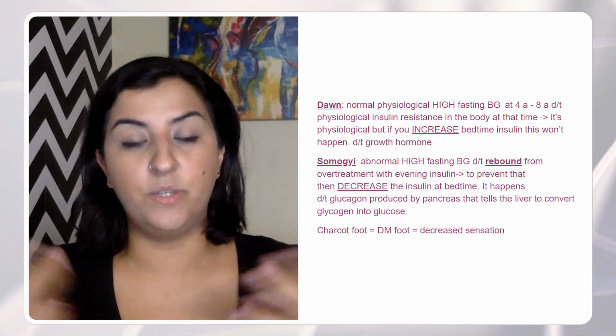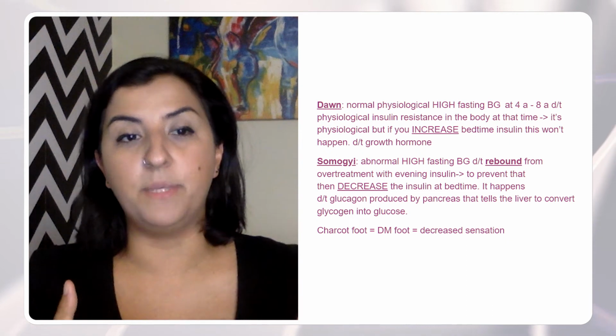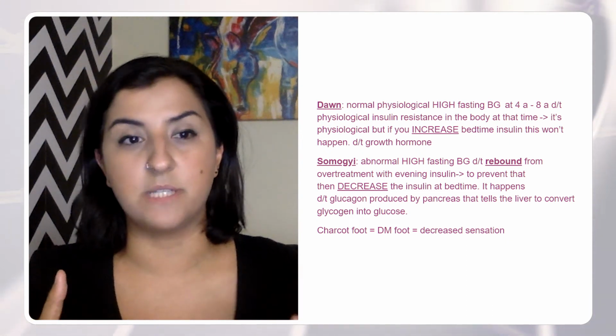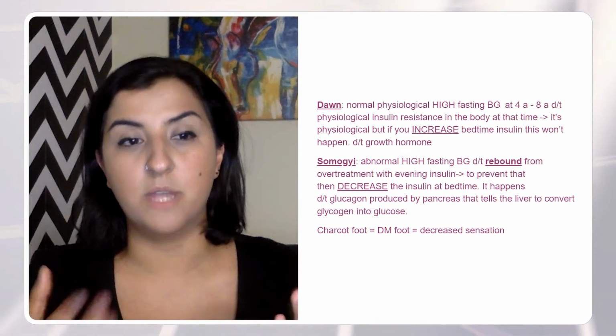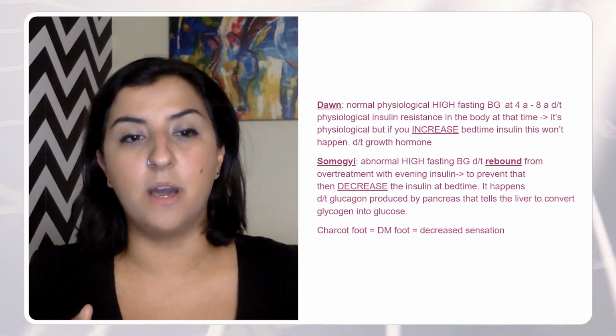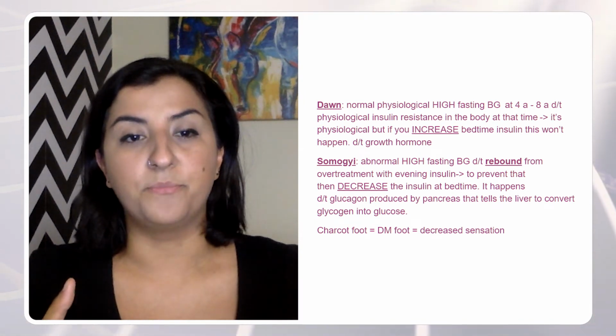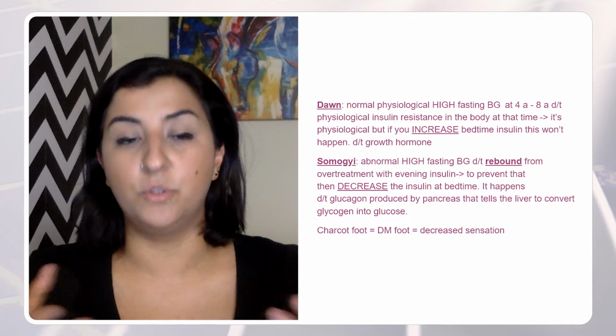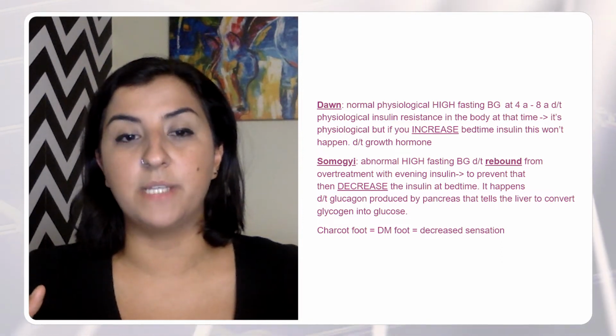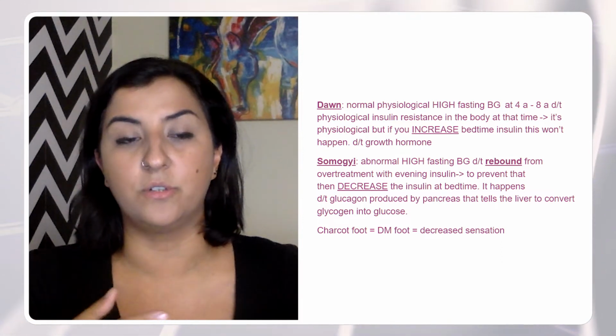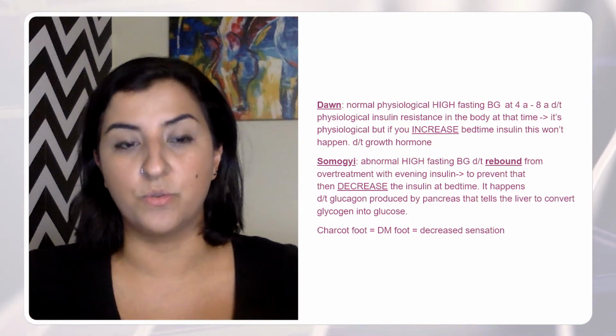And the second thing you need to remember is dawn happens because of physiological reasons. It's really because of the growth hormones. And Somogyi happens because of insulin resistance because of glucagon that's produced by the pancreas that tells the liver to convert glycogen into glucose.